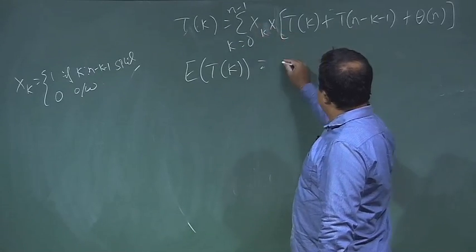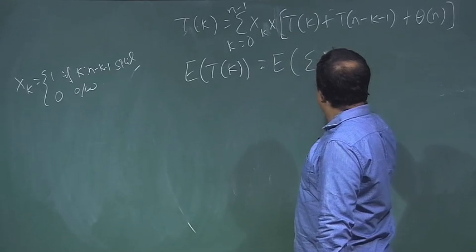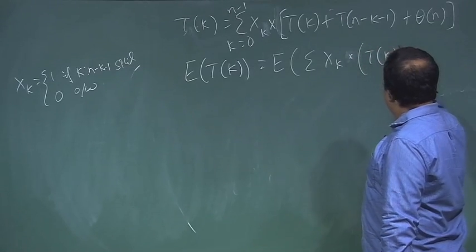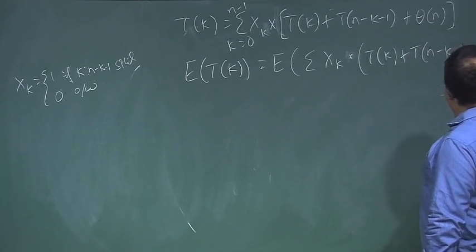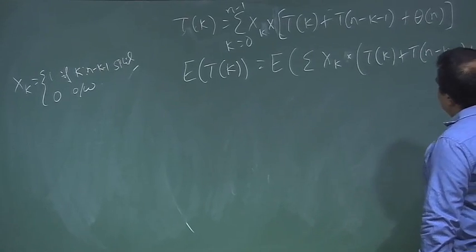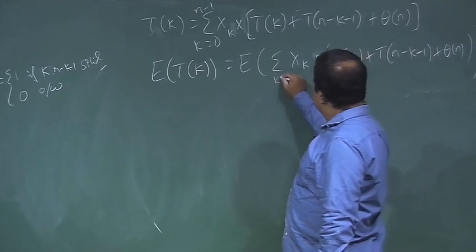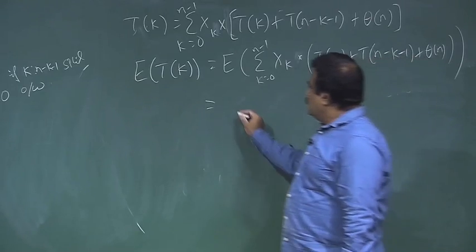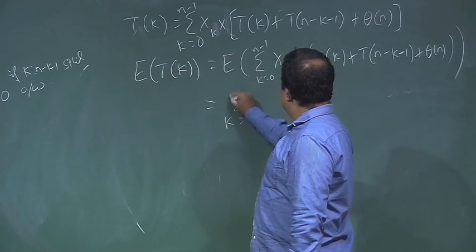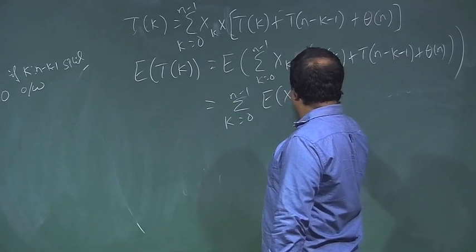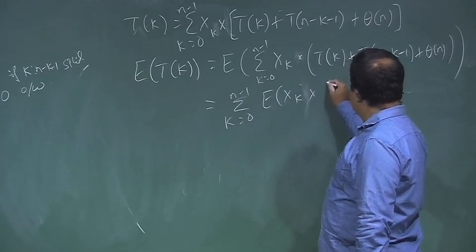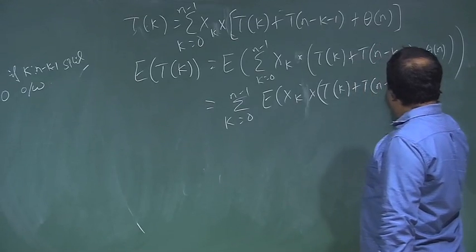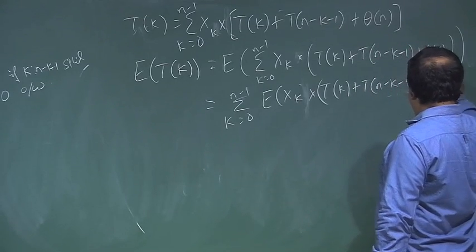So, this is basically the expectation of the summation of Xk into T(k) plus T(n minus k minus 1) plus theta of n, where k is 0 to n minus 1. Now, expectation is a linear function, so we can take the expectation inside. So, this is the summation from 0 to n minus 1 of the expectation of Xk into this form, T(k) plus T(n minus k minus 1) plus theta of n.